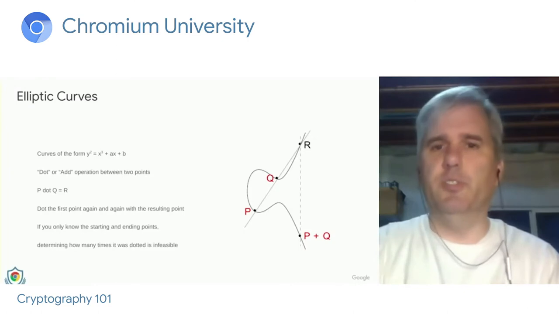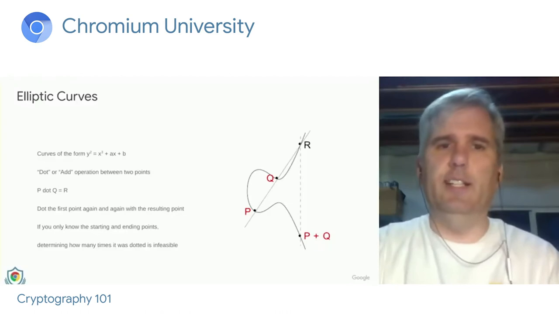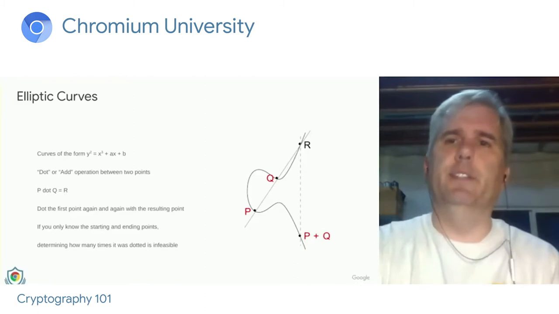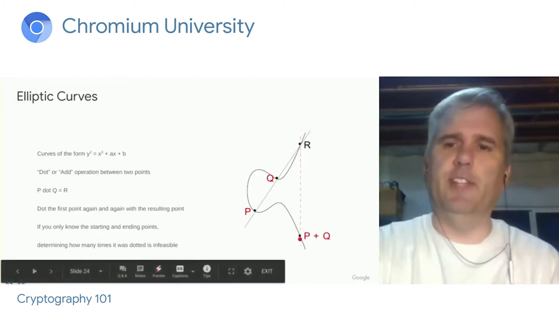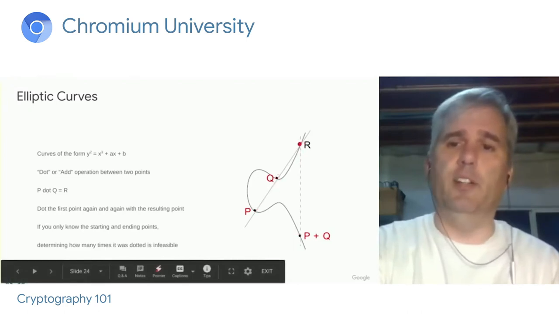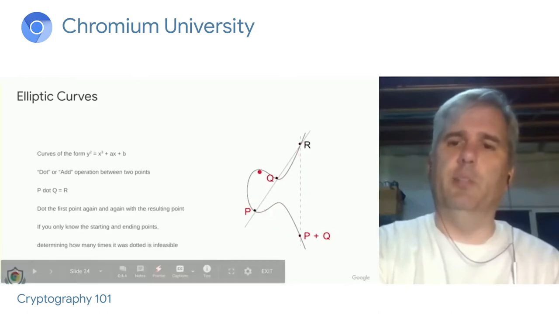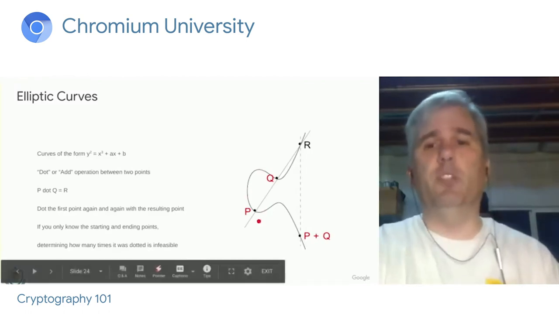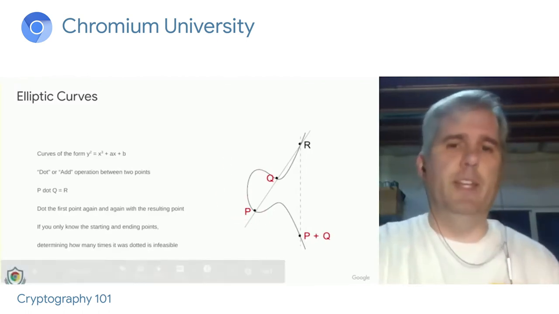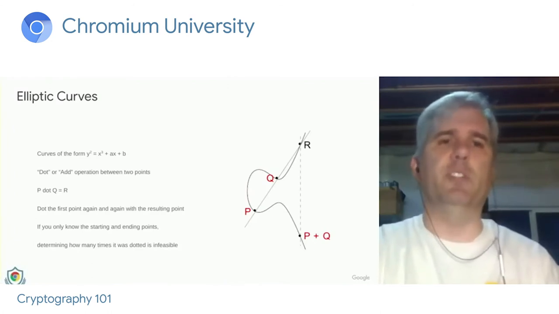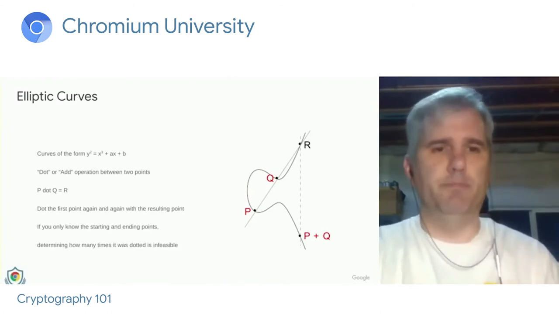It uses curves of this form and an operation called dot or add. You take a line between two points and it intersects at one other point on that curve, and then you reflect it across the x-axis, and then you repeat again. So you do p dot q to get r right here, and then you do p dot that and find the intersection, which would be right about there, and it would come across to there. So if all you have is the starting and the ending point, it's infeasible to determine how many times that has actually been dotted.